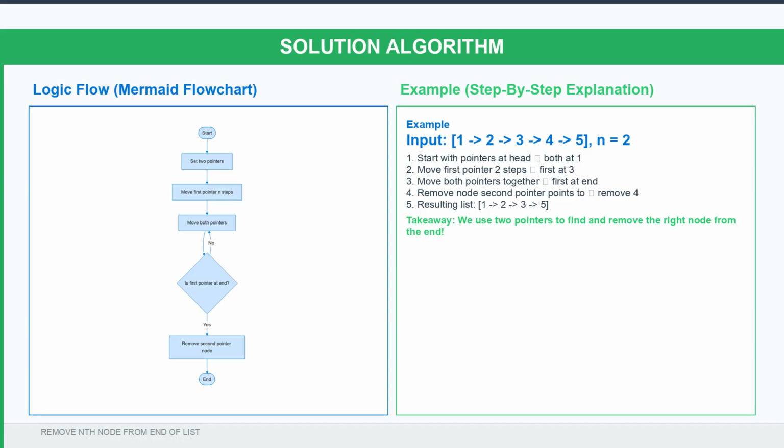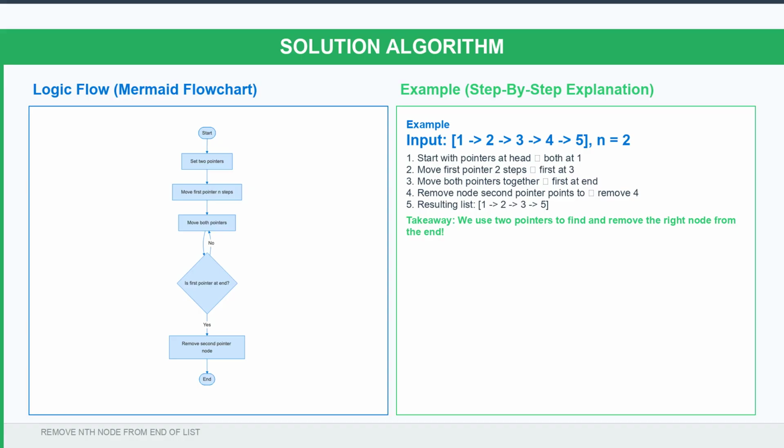Next, we choose our data structure. A singly linked list is ideal for this problem, and introducing a dummy node helps us manage edge cases, like when the head needs to be removed. Now, we initialize our pointers. Both the first and second pointers start at the dummy node. Then we advance the first pointer n+1 steps ahead. This positioning is crucial because it sets us up to find the correct node to remove.